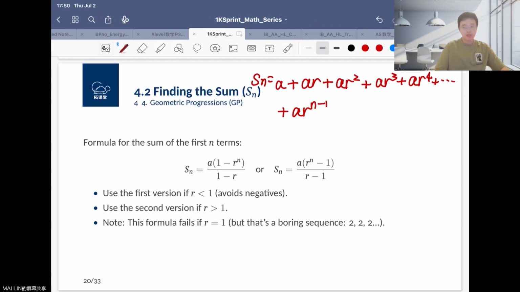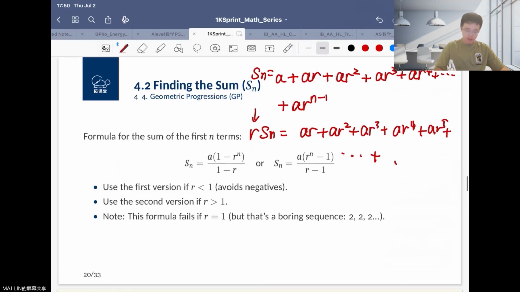For this equation, we multiply by r on both sides. So r times the sum of the first n terms becomes ar plus ar squared plus ar cubed plus ar to the power 4 plus ar to the power 5, until a times r to the power of n. Then we subtract this from the first equation, so it becomes 1 minus r times Sn equals a plus ar.